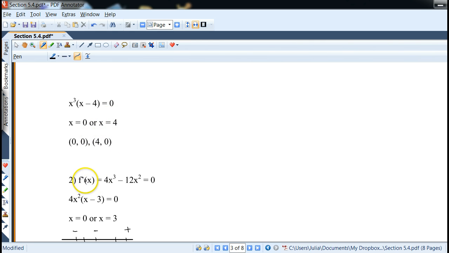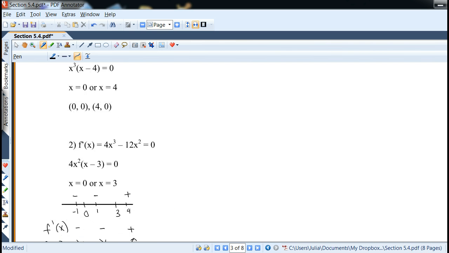Okay, moving on to the first derivative, which happens to be 4x cubed minus 12x squared. Set it equal to 0. You can pull out 4x squared, so I get 4x squared times (x minus 3) equals 0. Notice 4x squared equals 0: you can divide by 4, take the square root, and you'll still get 0, and then x equals 3. Okay, so we plot them on the number line.